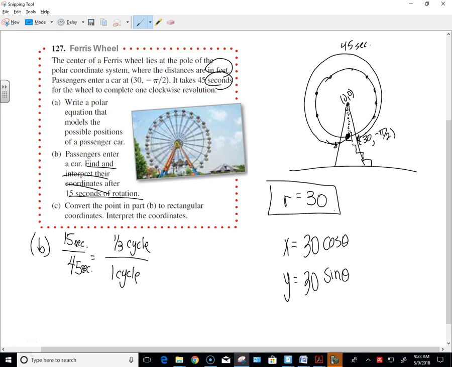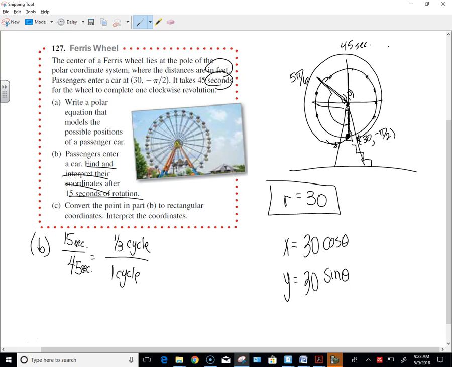Yes. So if I start from negative pi over 2, what angle am I going to be at if I go 2 pi over 3 from here? Isn't that pi over 2 and a little bit more? Yes. Where am I at? I think I'm at 5 pi over 6. That's one way of thinking about it.